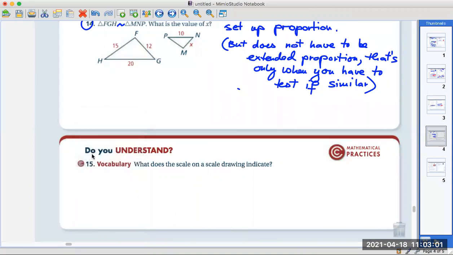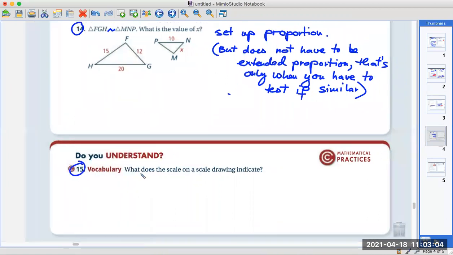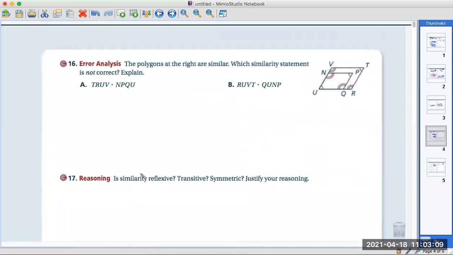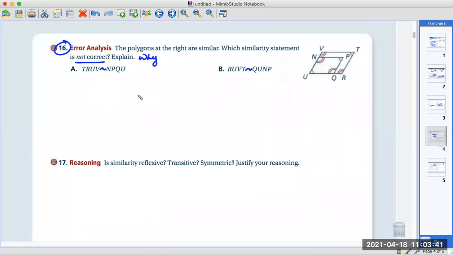Then number 15 as well. What does the scale on the scale drawing indicate? Think about it. 355, number 16. There's an error and you have to explain it. The polygons are similar. So notice the big one on the outside and the little one on the inside are similar. So you don't have to test. They're already telling you which similarity statement is not correct. Explain. So your job is to figure out one of them is wrong and why.